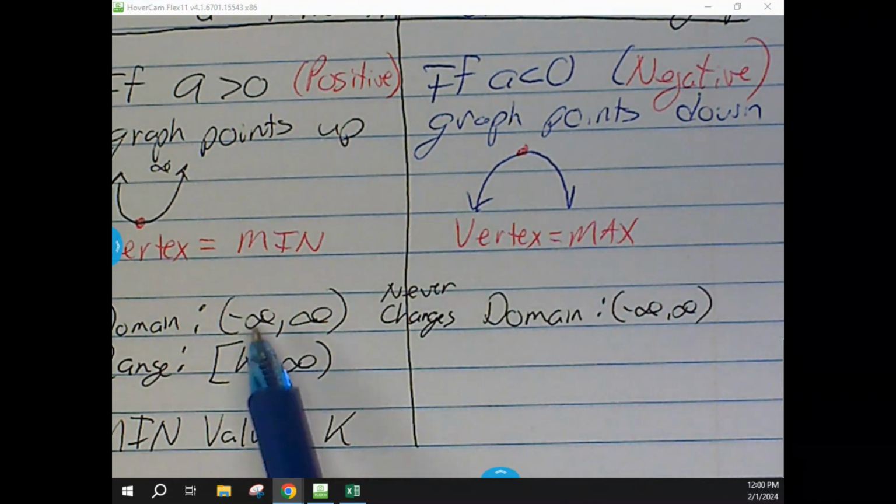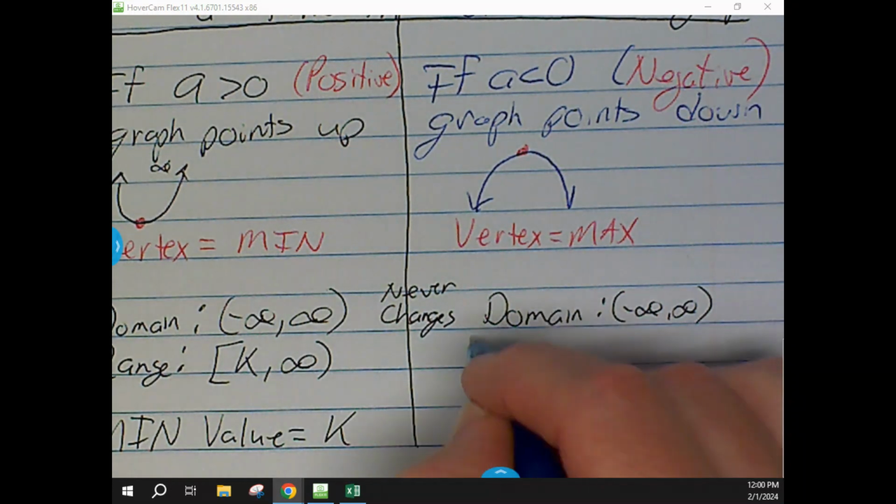Okay. And again, we always know domain never changes. So any of these problems with the absolute value, everything on this test, if they ask you for domain, you automatically know what the answer is going to be because there's no trick questions on this one. It's negative infinity to infinity. Doesn't matter if it's absolute value. Doesn't matter if it's x squared. They're always negative infinity to infinity every single time. That part never changes.